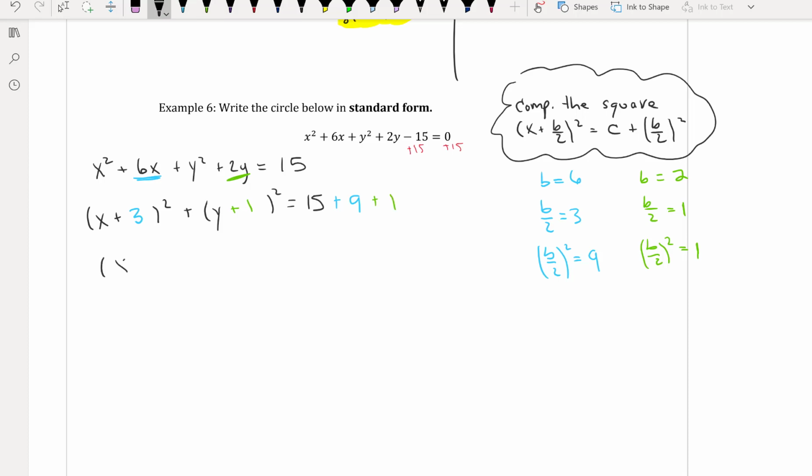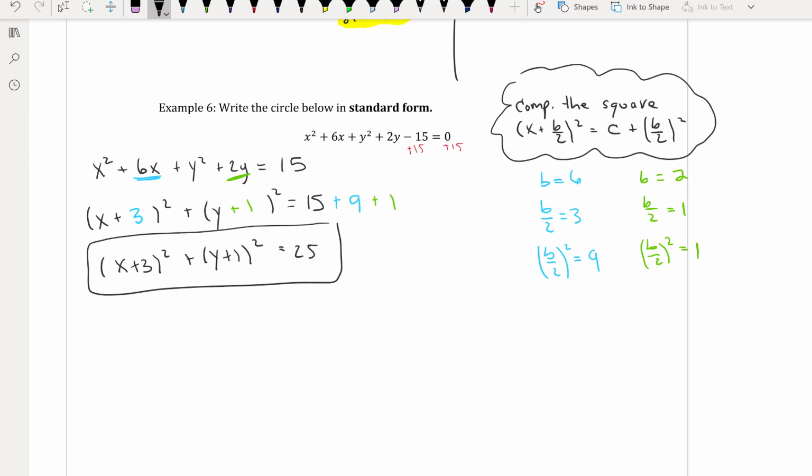So I really have x plus 3 squared plus my y plus 1 squared is equal to, and now I'm going to have my 15 plus 9 plus 1, and that's equal to a positive 25. So now I have written the circle in standard form. And I did that by helping myself out with completing the square.